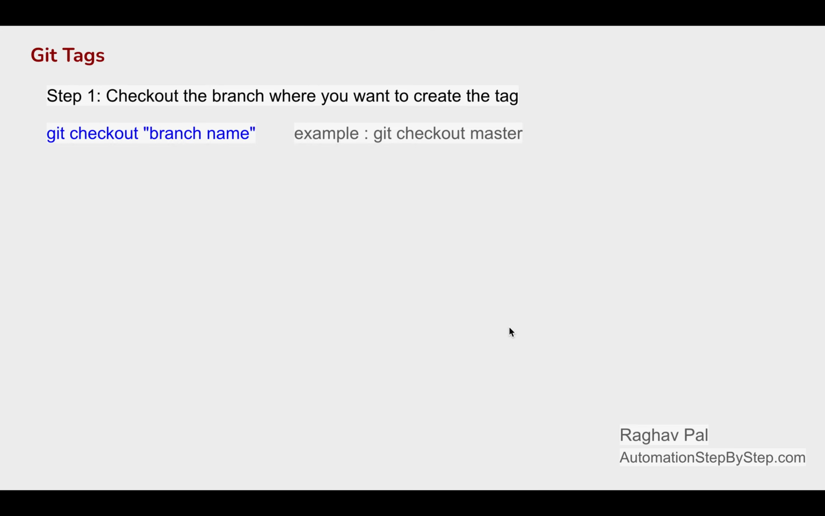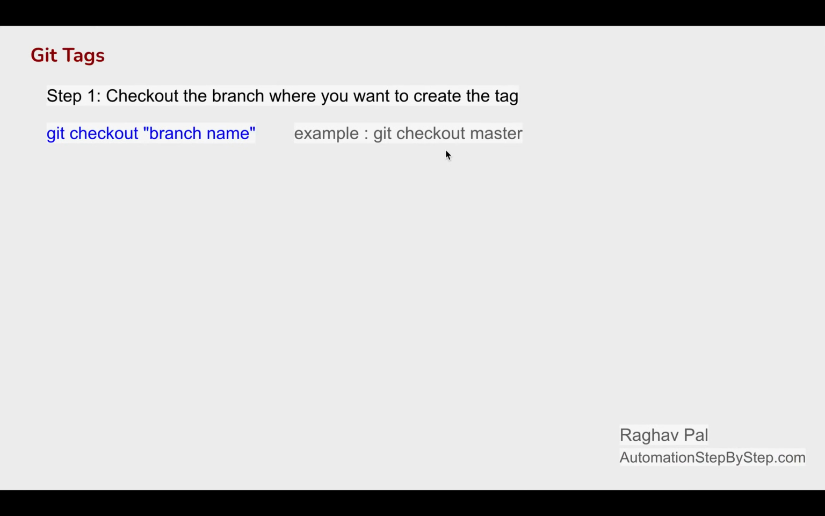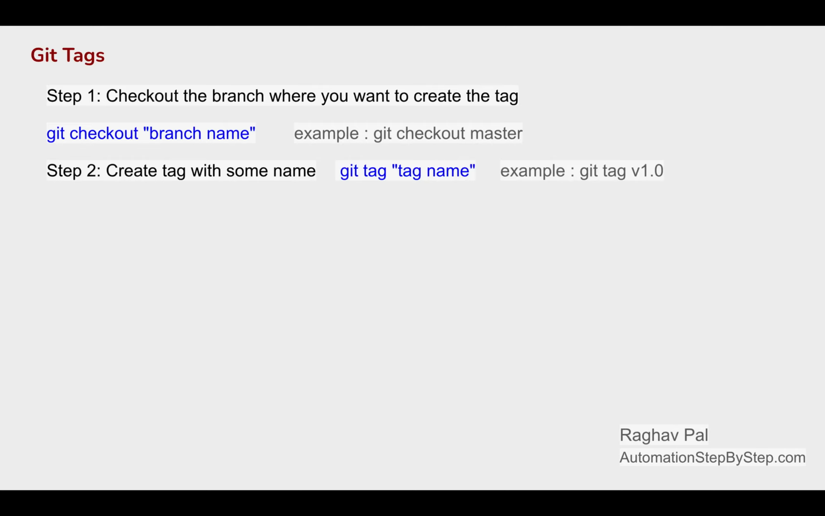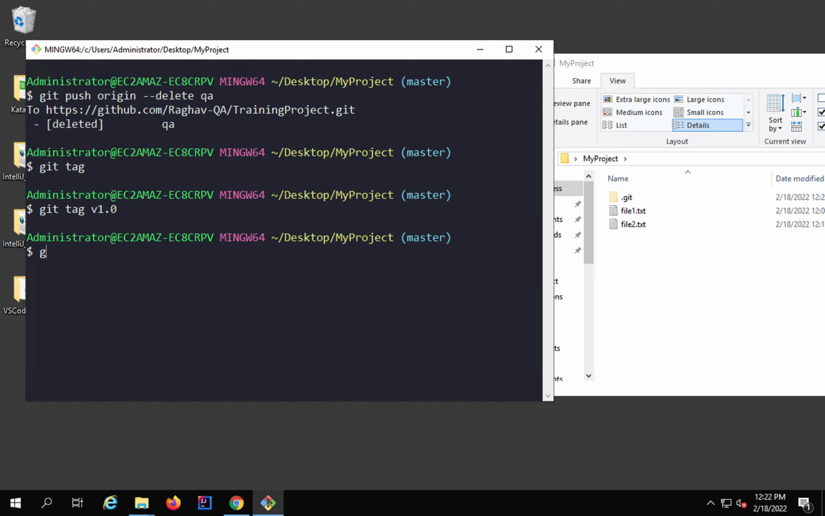Let us now first check out the branch where we want to create the tag. As of now I just have a single branch, master, so I'll just continue here. Otherwise you can say git checkout and the branch name. Now to create a tag we just say git tag and tag name. Also I can say git tag and it will show me the tags. As of now I don't have any tag, so I will say git tag and I will say version 1.0. You can create any name here. And now if I say git tag, it shows me I have a tag called version 1.0.